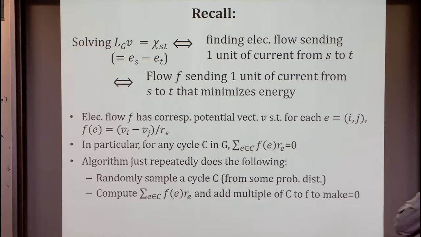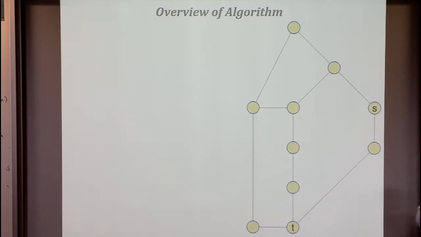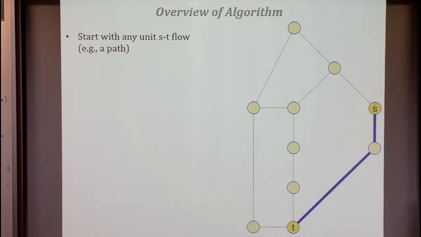OK, so now let me fill in a little bit more of the details. So here's my graph, and again, I'm going to draw this with S and T. To make this a little more precise, this is a slightly finer grained overview, and then I'll fill in one more round of details. What you're going to do as your algorithm is initialize it with any reasonable S-T flow. Here, a path is the right thing, a shortest path, for example. And then the algorithm will do the following.